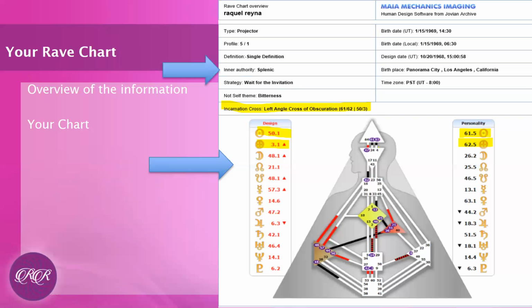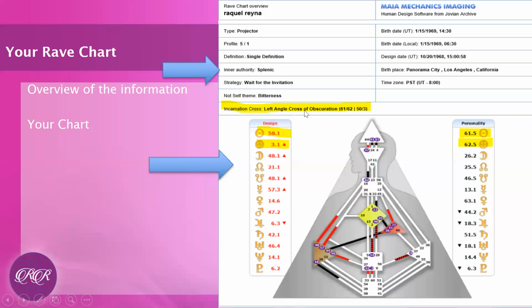The not-self theme is what you notice when you're not living your design. So for the generator, they're going to feel frustration, the manifestor will feel anger, the projector will feel bitterness, and the reflector will feel disappointment. Okay, and so this shows you when you're off track. If you haven't been waiting for the invitation, you're going to get bitter.